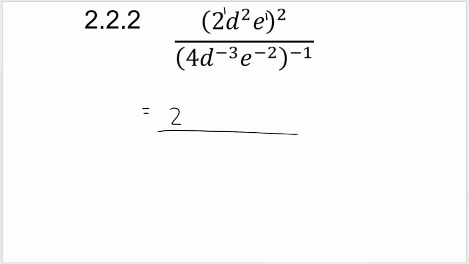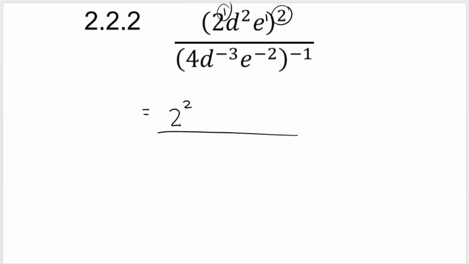So it's 2 to the power of 2. Where did I get that from? Because it's 1 times 2. D to the power of 4, because it is 2 times 2. It is e to the power of 2, because it's 1 times 2. So instead of writing 2 to the power of 2, what is 2 to the power of 2 equal to? It's equal to 4. So I can write it as 4 instead.